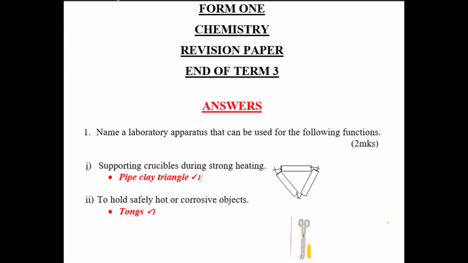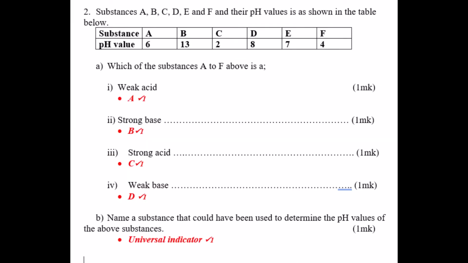The apparatus used to hold hot and corrosive solids, that is a pair of tongs, as I have indicated there. Then on the table, the pH corresponding to a weak acid is A, that is 6. Then that's a weak acid. Roman 2, a strong base. A strong base is 13, that is substance B. Remember from 11, pH value 11 and above, those are strong bases. Then strong acids, that is the pH values less than 3, and it is C.